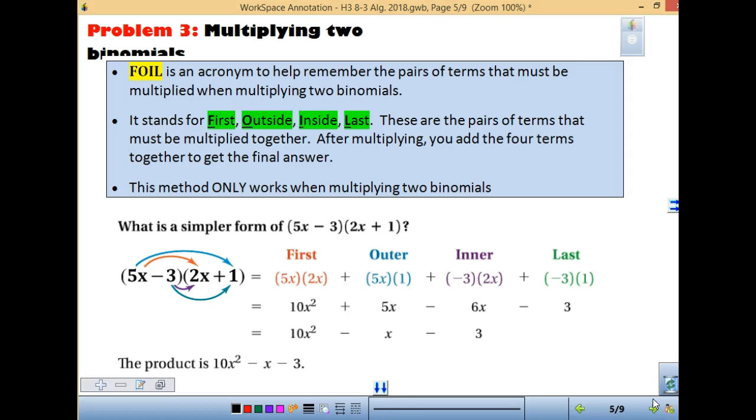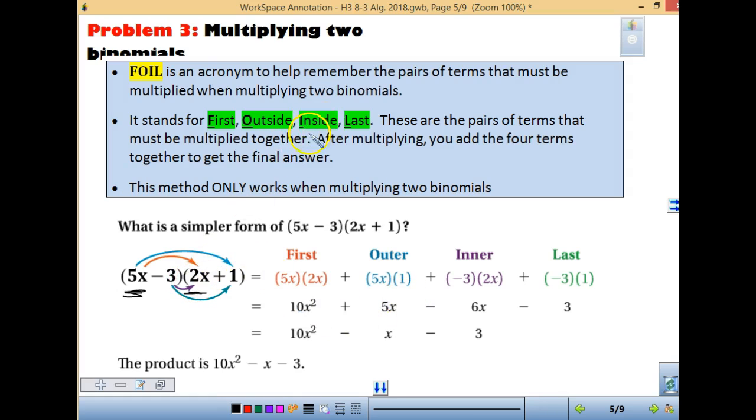So on that next page going down, they talk about another method of multiplying, and this is called the FOIL method, okay? Some people like to come up with different names or ways of remembering things. FOIL is simply an acronym. It helps you remember the pairs of terms that must be multiplied when multiplying your two binomials. This only works if you have two binomials. It stands for the first two things in each parenthesis, the 5x and the 2x you're multiplying. The outside things in both parentheses. You can see the blue arrow here, the outside, the 5x and the 1.